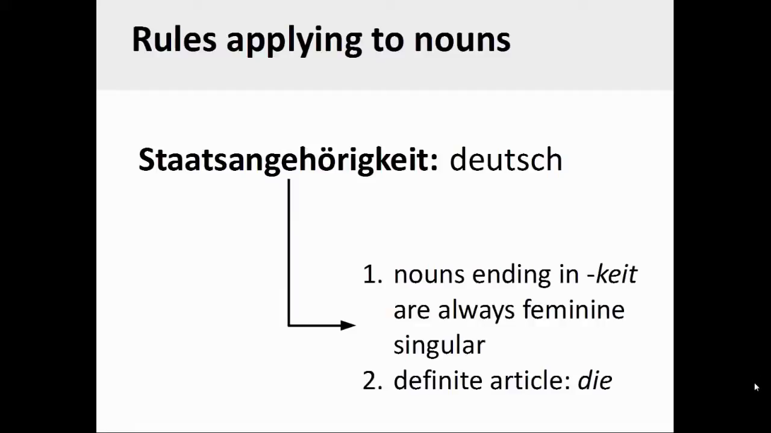The German noun Staatsangehörigkeit, for example, ends in the suffix keit, which is always a characteristic of feminine singular nouns in German. The definite article of this noun, therefore, must be die. There are several rules governing the grammatical gender of German nouns, and it would be impossible to go over each rule in this presentation. Please consult your own textbook or conduct a web search to find out more about these rules.